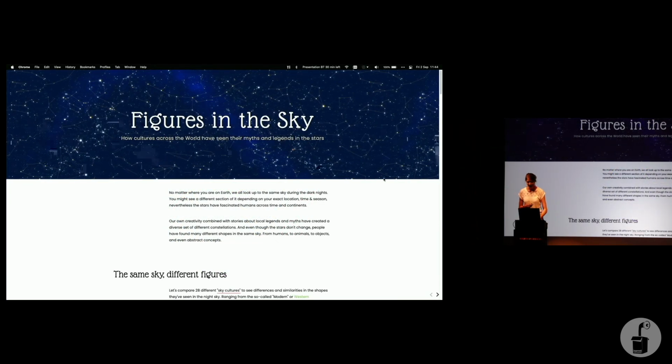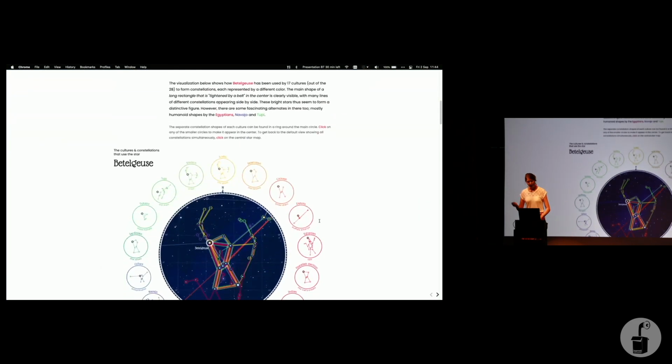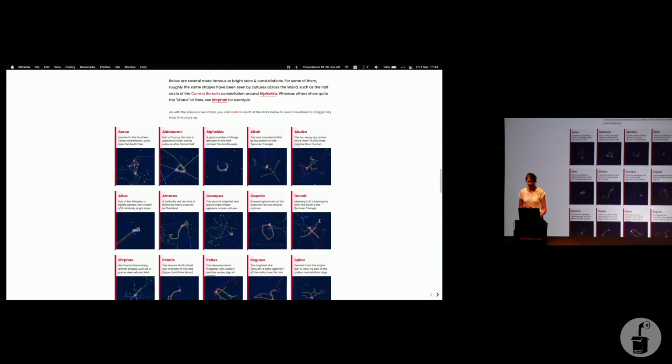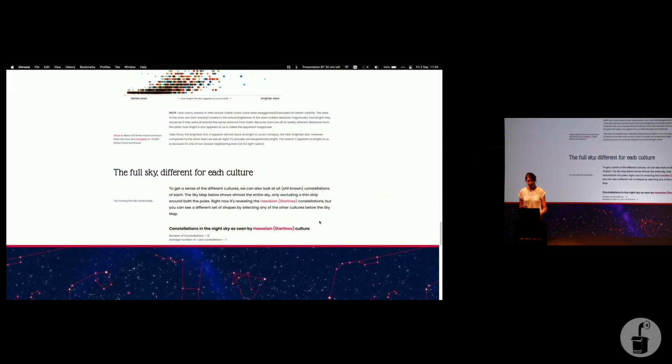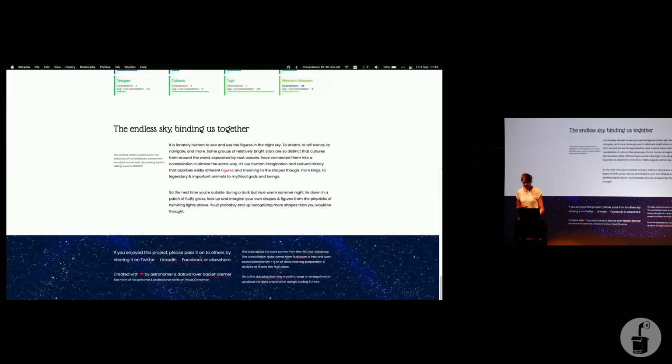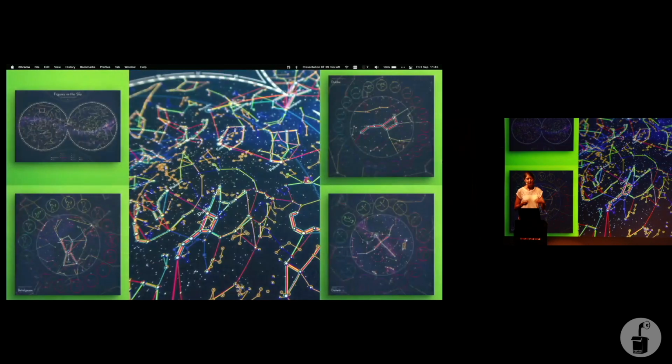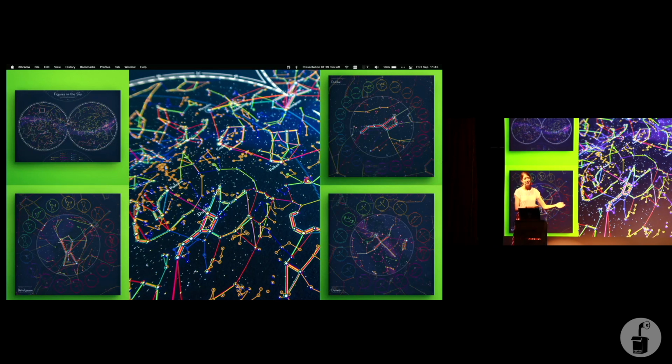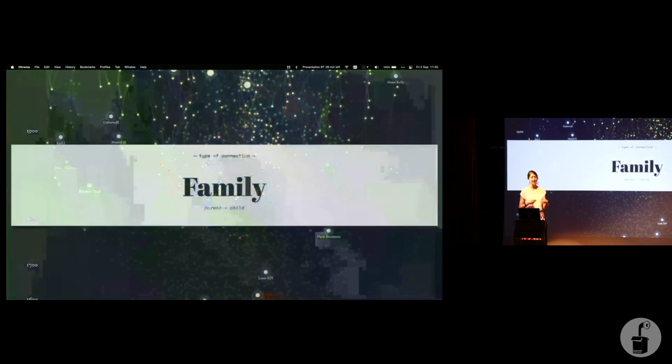Here is the full article, where I go through many more stars and look at the data in different ways to reveal how people have seen their myths and legends and their connections in the night sky. I was happily surprised that people seem to enjoy this part of the sky that they never really thought about, and eventually also turned it into a series of posters so people could bring these connections back into their home. But I think when most people think about connections, they probably think about family ties.